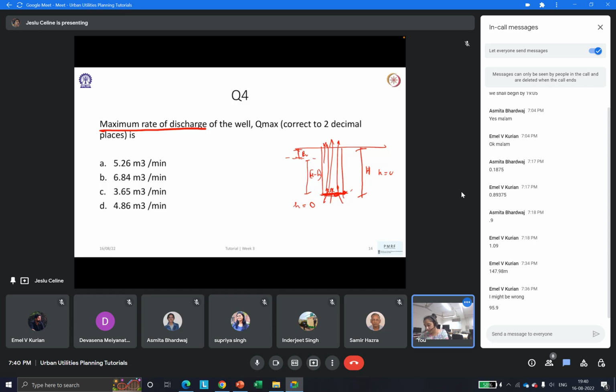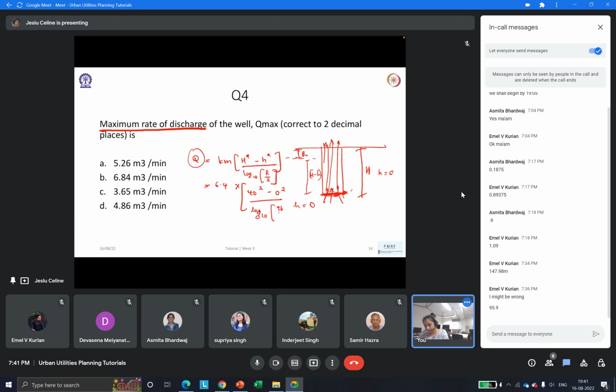Let's go ahead and do this. Q is equal to K pi into H square minus h square. We're interested in finding Q, so this is again a direct application. 6.4 is the previous question where we got this, and we're applying it here. Minus, so h over here is 0, so 0 square minus log 10.